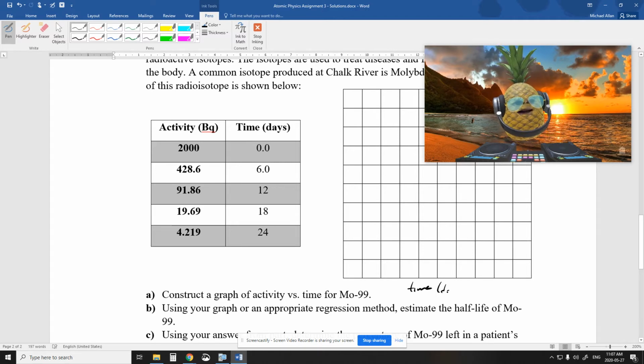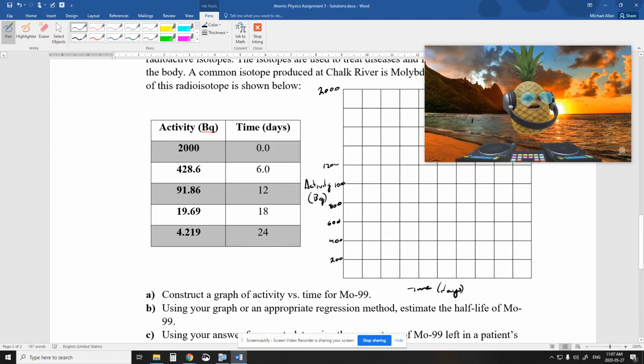So we got time in days. I got to figure out what my scale is going to be there. Here I got activity in becquerels. I got to go up to 2,000. So I'm going to put 2,000 at the top here because I know there's 10. So we have 1,000 here, and this is 200, 400, 600, 800. And then this is going to be 1,200, 1,400, 1,600, and 1,800. Okay, it's fun. You got to watch me make a graph.